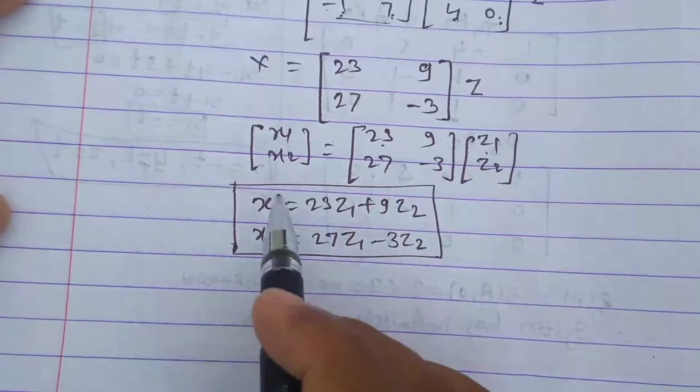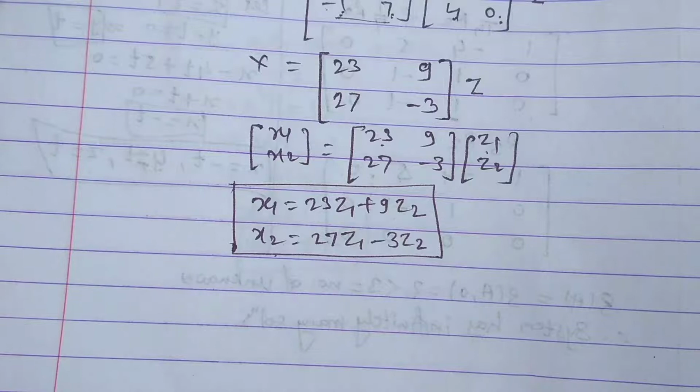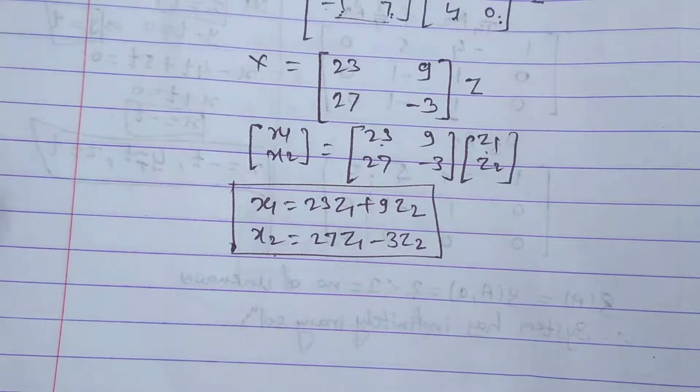That means we expressed x1 and x2 in terms of z1 and z2 by using the matrix method. So this is our final answer. Remaining examples we will see in the next video.